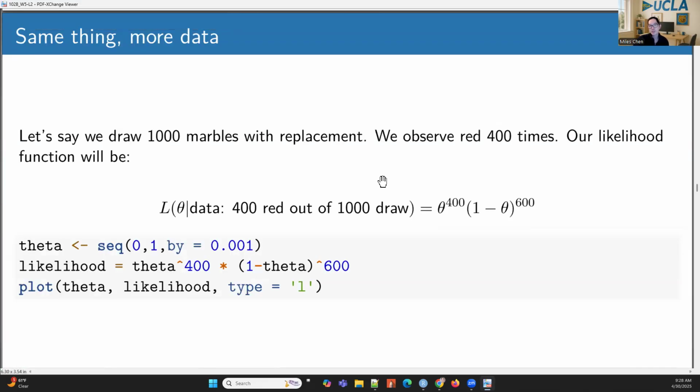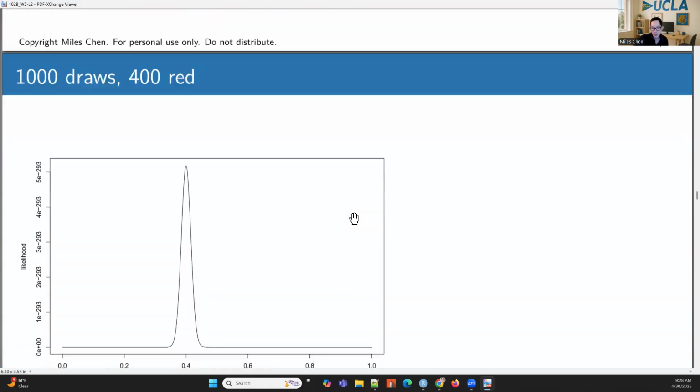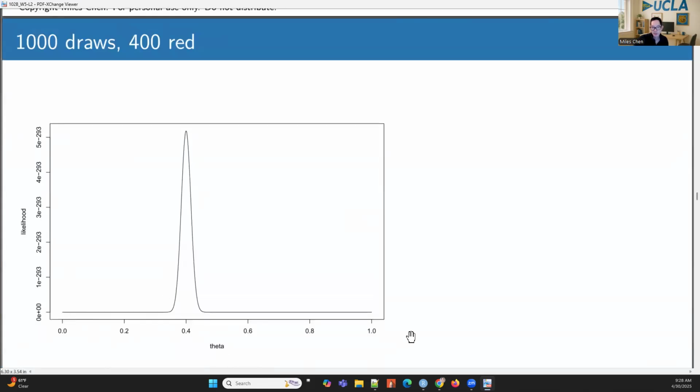Okay, if we do the same thing, but this time I've gathered a lot more data. Let's say I've drawn 1,000 marbles with replacement from the same pouch, and now I observed red 400 times out of 1,000. Okay, what does the likelihood function look like then? The likelihood is going to be theta to the 400, 1 minus theta to the 600. And if I plot that, this is what my likelihood function looks like now. And so it's still maximized at 0.4.